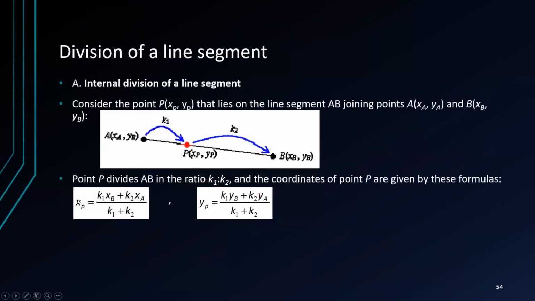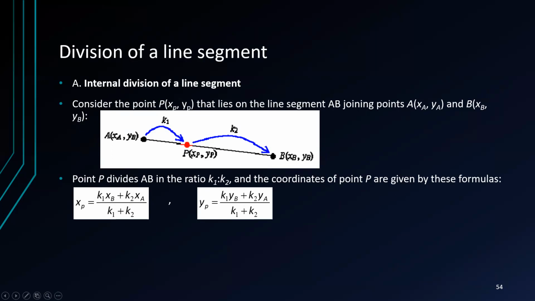And division of line segment. So interpolation. Diba? Interpolation, extrapolation, dito yan. A, internal division of a line. Consider the point P, X sub P and Y sub P. Ito yung point that lies on a line segment AB joining points A, XA, YA, and B, XB, YB. So yan, i-consider mo yan.